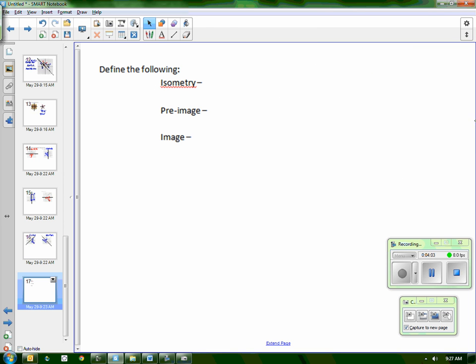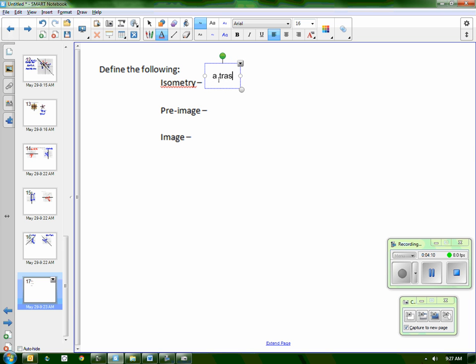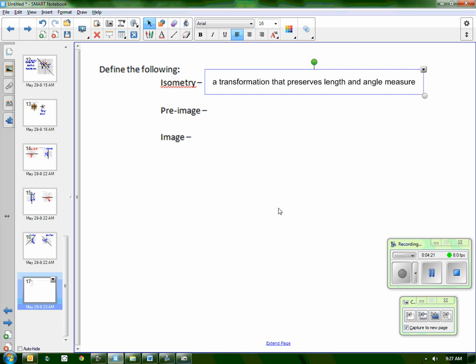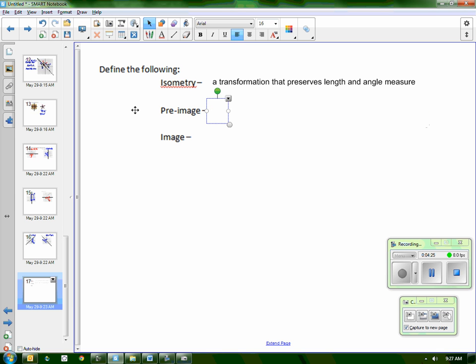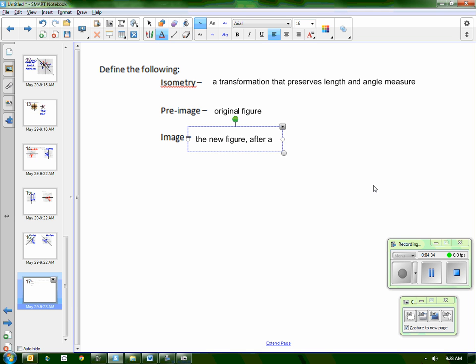The last thing is just some vocabulary. An isometry is just a transformation that preserves length and angle measure. An isometry is a transformation that preserves length and angle measure. The pre-image, the way we usually describe the pre-image is the original figure, and an image, the way we usually describe the image is the new figure after a transformation.